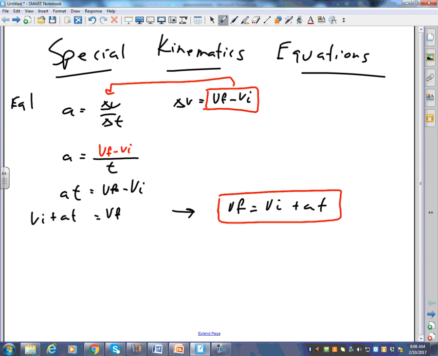It eliminates that whole bit where vi is 0, where you have to show delta v, and it's all the same thing, a big waste of time, right? And if you stop and think about it, it makes sense. The final velocity is whatever the initial velocity is, plus whatever the acceleration multiplied by the time is. That is the change in the velocity, right? So that's known as special equation number 1. I'm going to leave that on one page and then go to the next one.